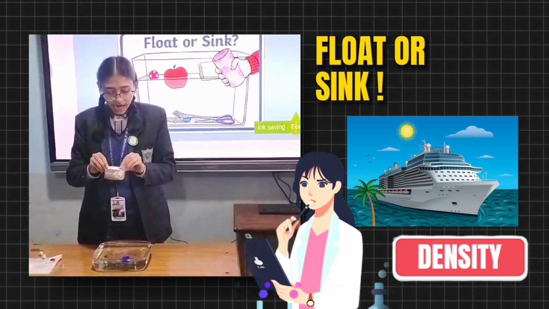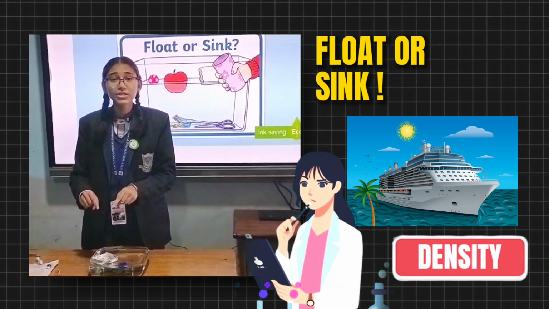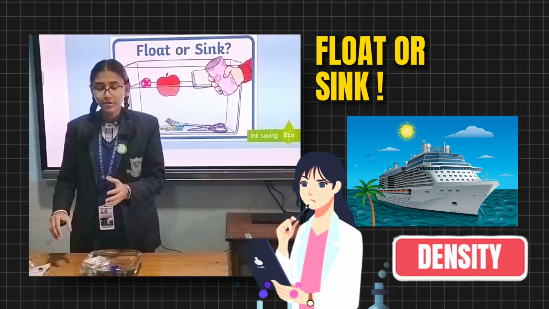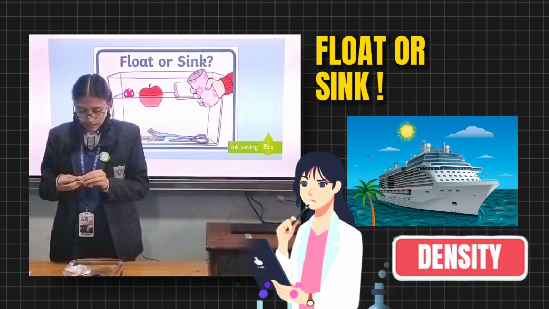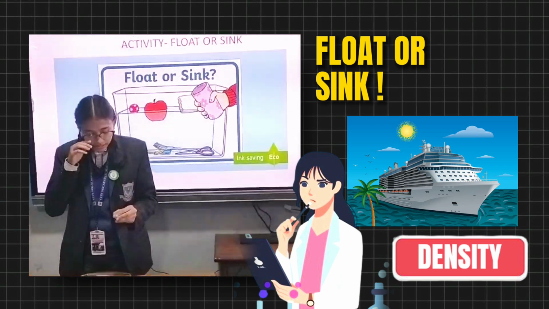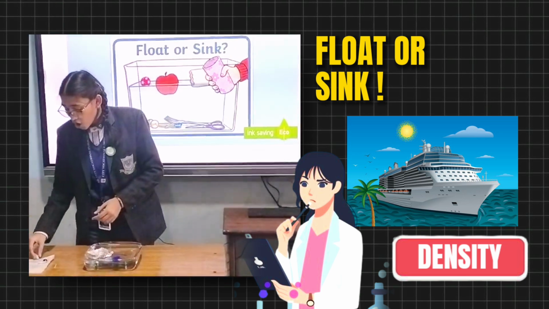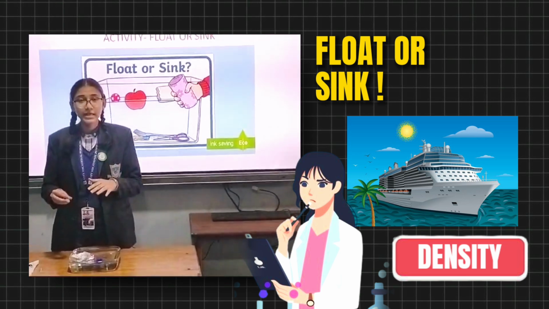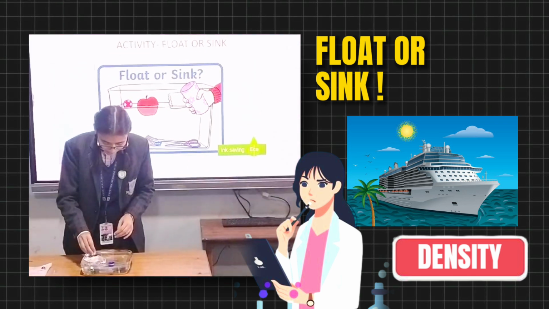Here we have a boat kind of structure. If we put it in water, it will float because the object's weight is equal to the buoyant force. And on the other hand, if the object's weight is greater than the buoyant force, then the object will rise in liquid and then float. And if the object's weight is lower than the buoyant force, then the object will sink in water.